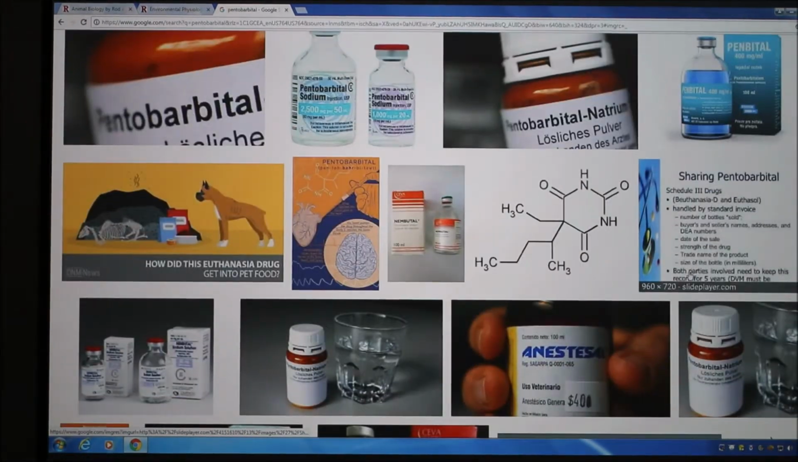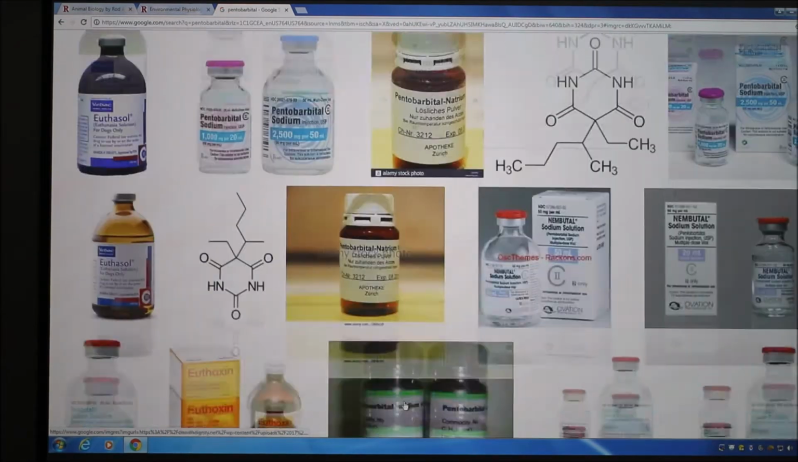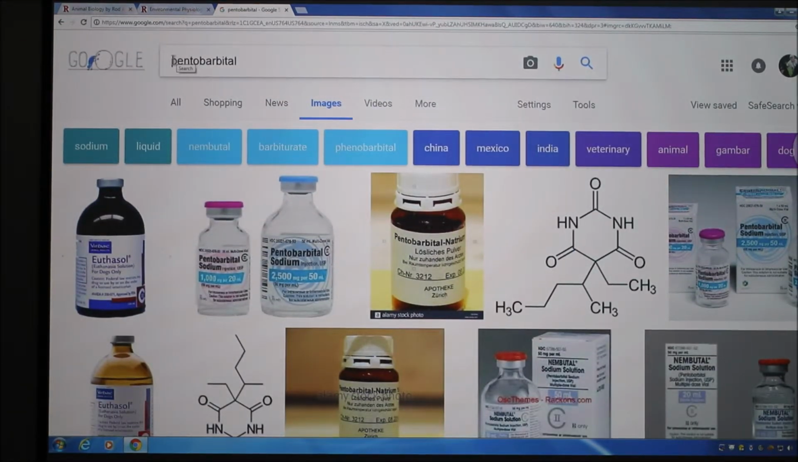Okay, so it's a Schedule 3 drug. There are different schedules, and you have to have a DEA number. When I used to work with animals, I had a DEA number, and I could order different classes of drugs. Anyway, I'm going to search actions of pentobarbital. Let's do that.